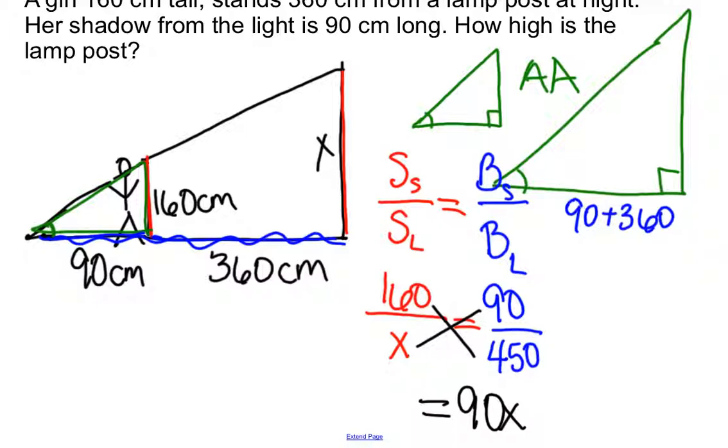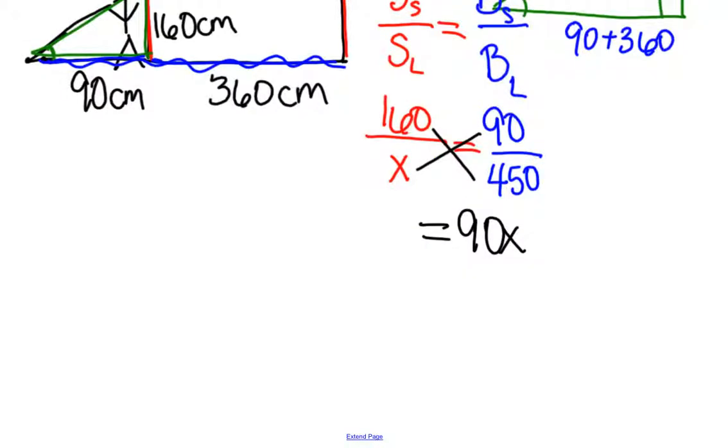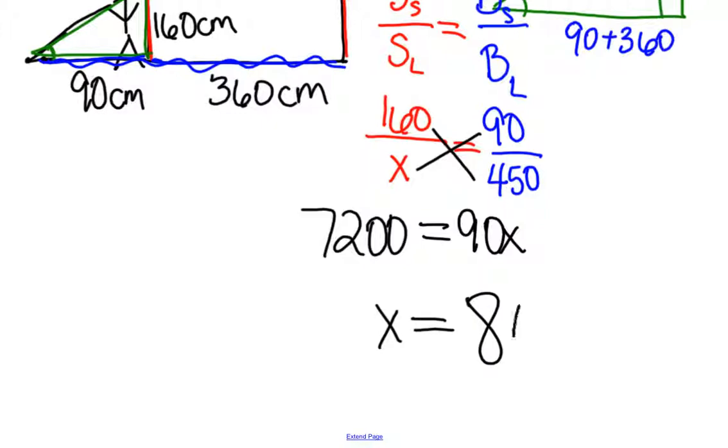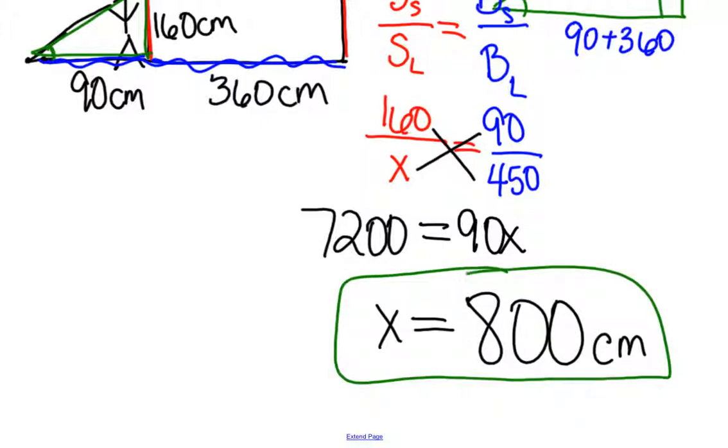There it is. All right, so 450 times 160 times 160 is 72,000. Okay, and now we're going to solve for x, so divide both sides by 90, and x equals 800. Which is a pretty reasonable answer. If you think about the lamppost compared to a human being, you're talking about 4 times taller. I think that's totally reasonable.